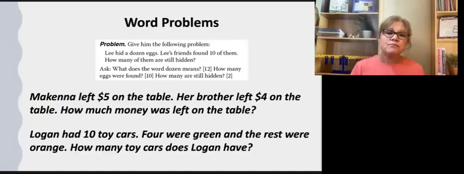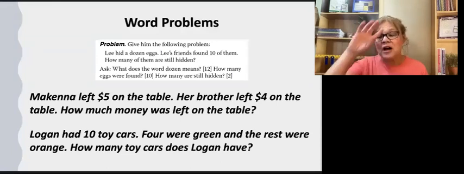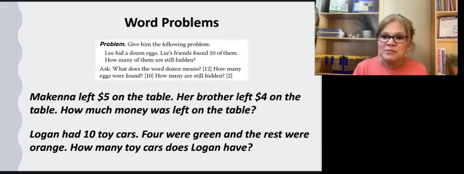Here's another example. Logan had 10 toy cars. 4 were green and the rest were orange. How many toy cars does Logan have? Now, in this example, there is no keyword. So what operation should they use? All right, so what do you do if you can't use keywords? How do you solve word problems if you don't use them? Use the part whole circles. Whenever you have a word problem in a lesson, get out or draw the part whole circle set. Help your child get in the habit of writing the part whole circle set every single time they see a word problem. It will help them analyze, break down, and solve those problems.